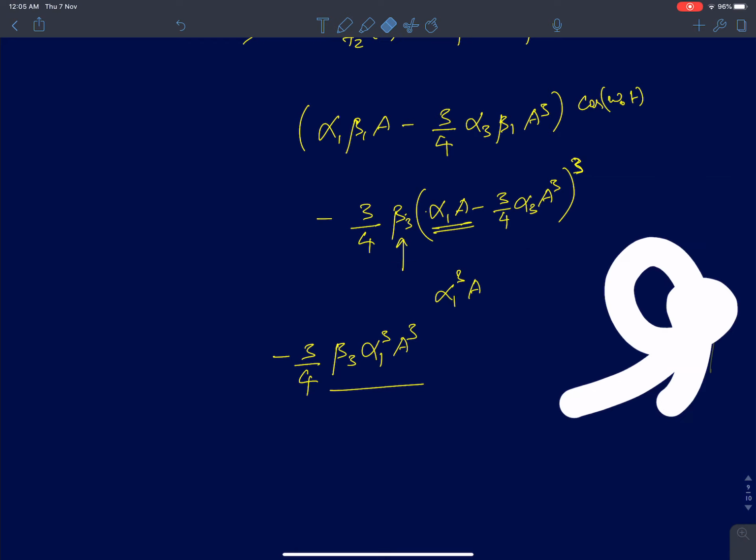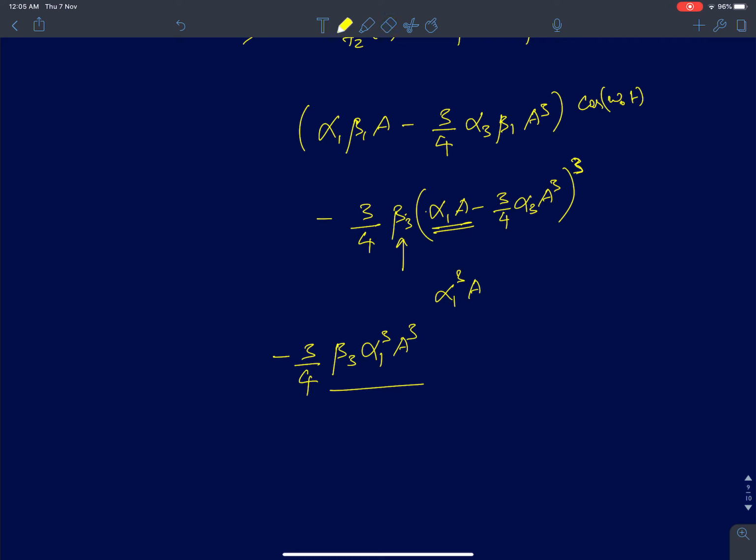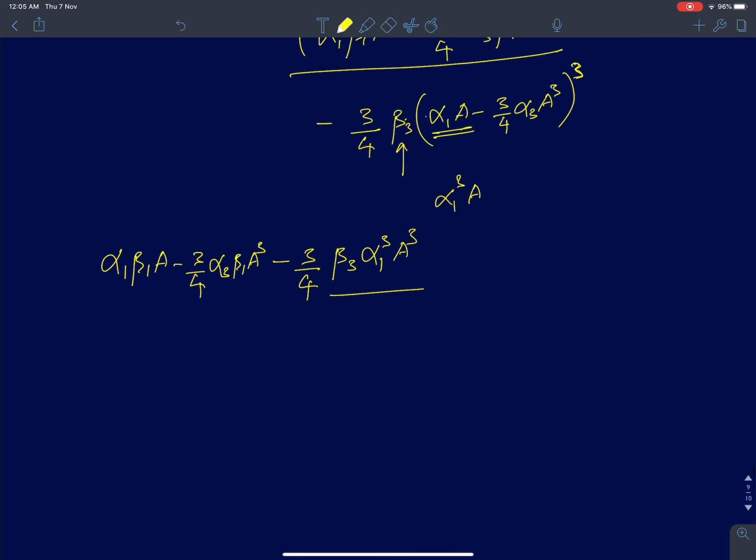So after that I can finally reduce my result to this. Finally I have these two terms, which is alpha 1 beta 1 A minus 3 by 4 alpha 3 beta 1 A cube and beta 3 alpha 1 cube into A cube. So this is the overall expression we have for this amplifier. Now this expression has to be 0.89 into alpha 1 beta 1 into A, right? So alpha 1 beta 1 is the nominal gain, 0.89.